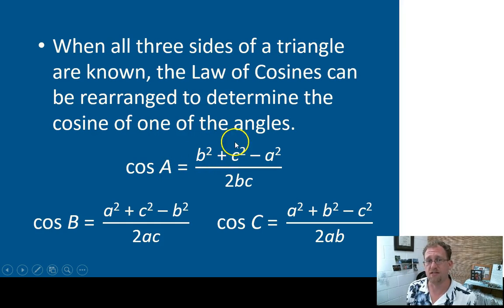Squared of the two sides that aren't the same letter minus the side that is the letter, divided by 2 times the two sides that are not the letter. Okay? So cosine of A is only here, everything else is BC. Cosine of B is only here, being subtracted, the rest is AC, etc.